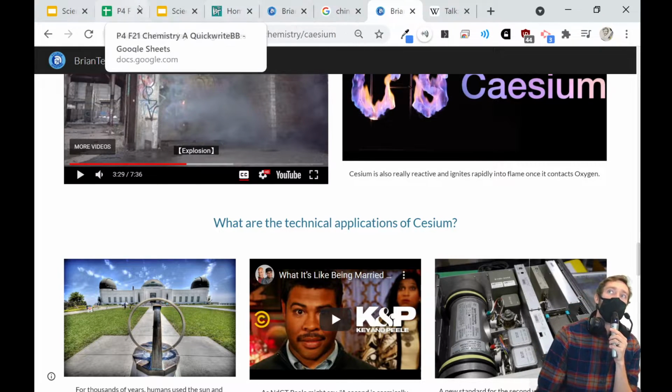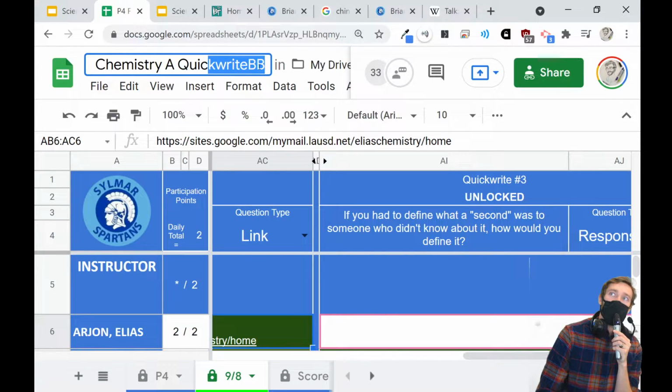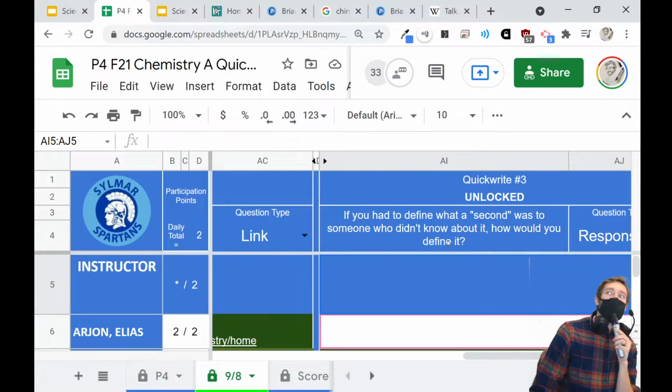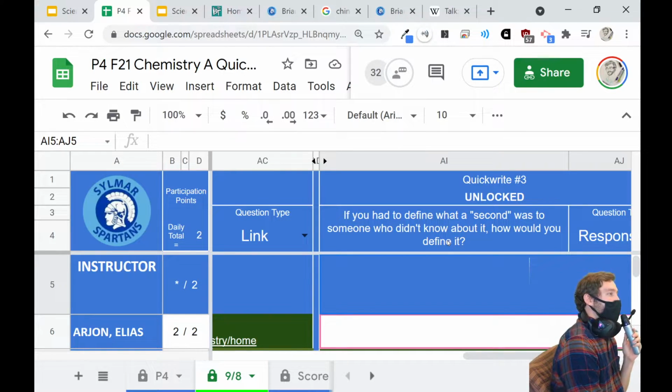Well, this has to do with your quick write. I asked for this quick write: if you had to define a second to somebody who didn't know what a second was, how would you define it? How would you define a day? What's a day? Somebody said, hey, what's a day? 24 hours. What's an hour? 60 minutes. What's a minute? What's a second?